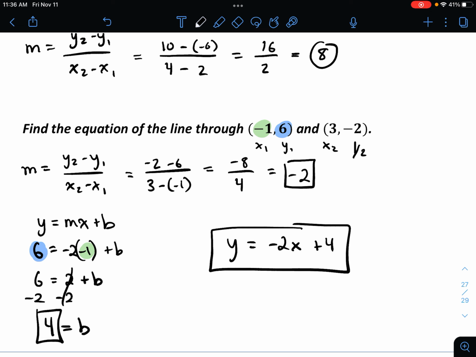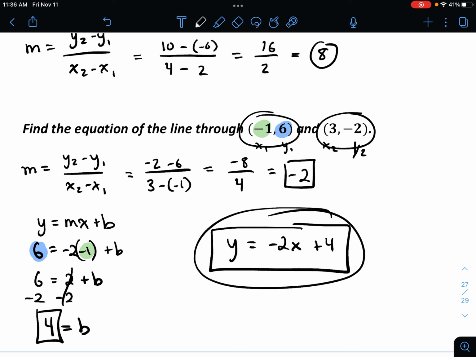We could check on Desmos. Desmos is a great graphing tool. If you were to go on Desmos right now and graph these 2 points and then graph this equation, you would find that this equation is a line that goes through those 2 given points. If you want to try that and verify, you can try that right now, and that should be the correct answer.